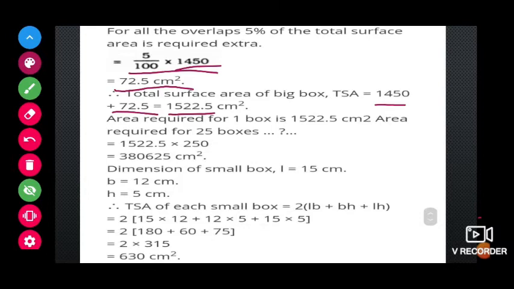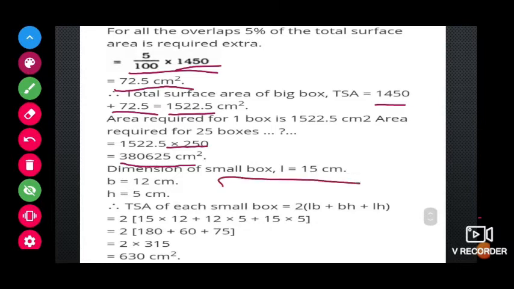And for one box it is this, so for 250 boxes we multiply 1522.5 into 250. We will get the total area for 250 boxes with extra space.